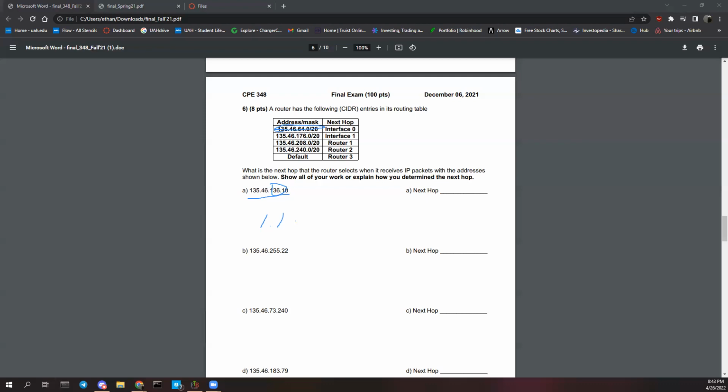So whenever you have fields that are the same, you can just X them out like he does. So 135.46, they're the same, so you don't have to consider them. 136 and 64 differ. So now you have to try. You convert 136 into bits, which happens to be 1000, I think. No, that's not quite it. It's 10001000. That's 136.